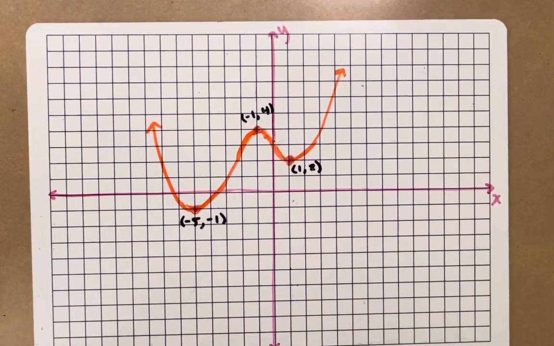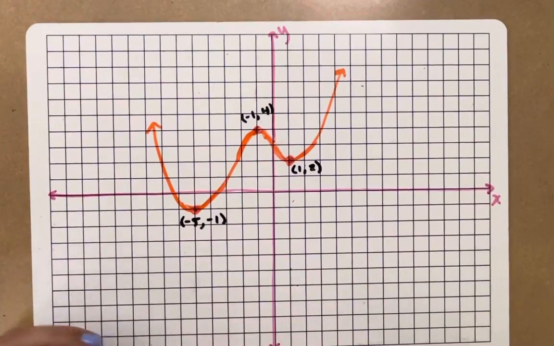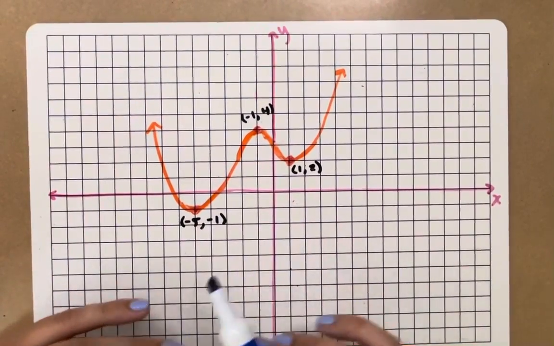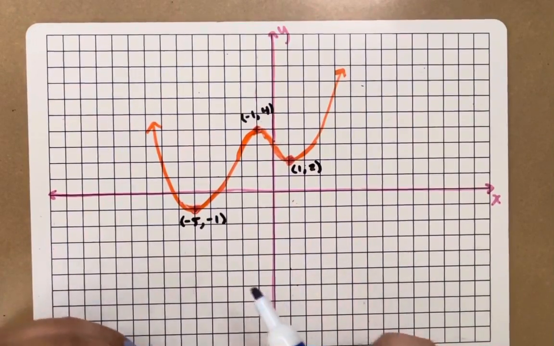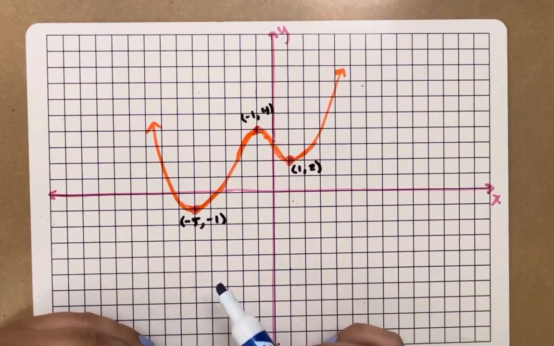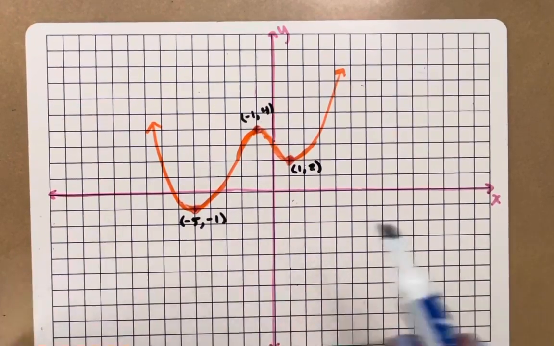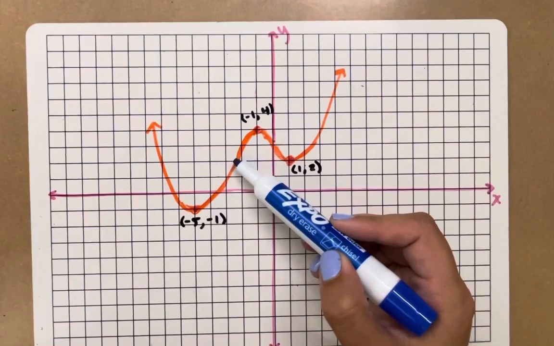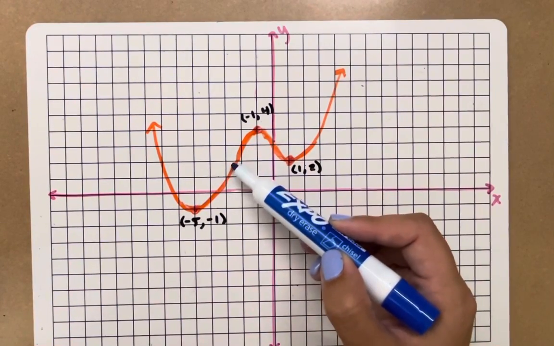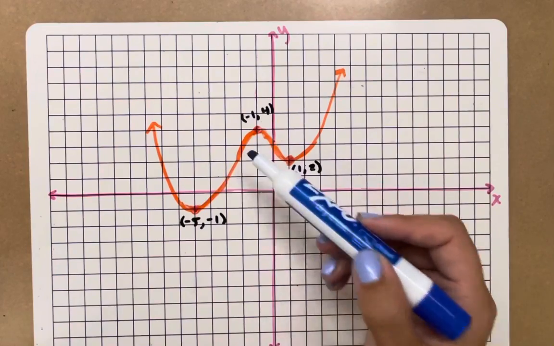When we're looking at whether a function is increasing or decreasing, we're really thinking about the slope. In a polynomial function, the slope is not constant like in a line, but we can still tell at any given point whether the slope is positive or negative. For example, if I chose this point right here, I can see that the slope is positive. It is going up and to the right along this section of the graph.